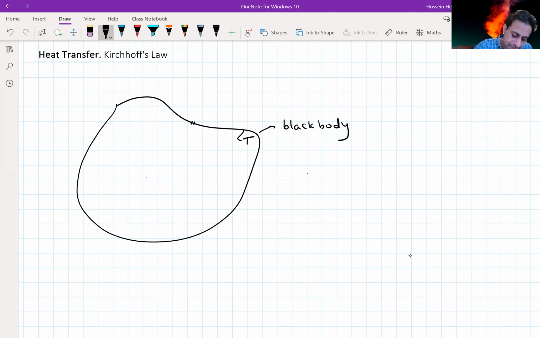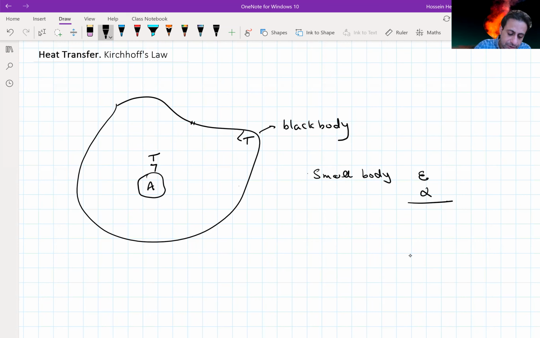Now, if we have a very small object inside that, with surface area A, and let's assume its temperature is equal to the temperature of the surface, so they are in thermal equilibrium. Since this body is very small, it doesn't really interfere with the black body nature of the large enclosure here. Now, assuming that this small body has the emissivity of epsilon and the absorptivity of alpha.